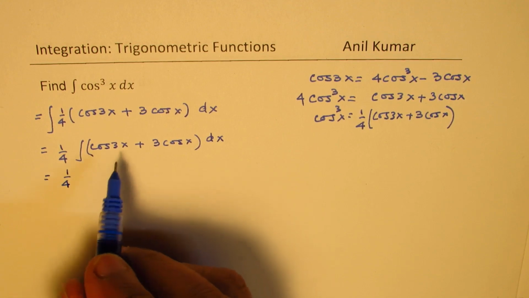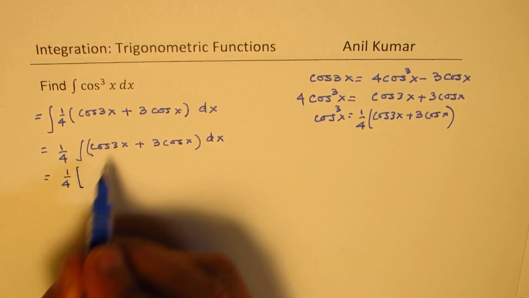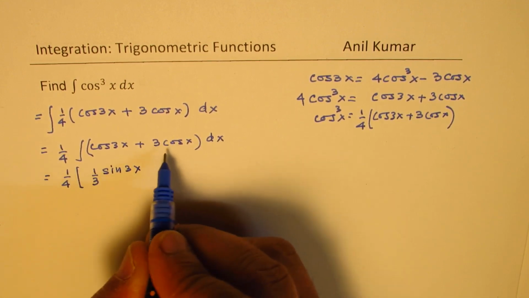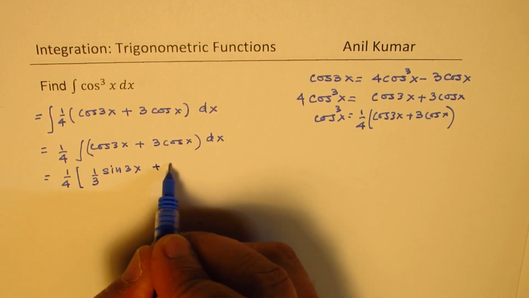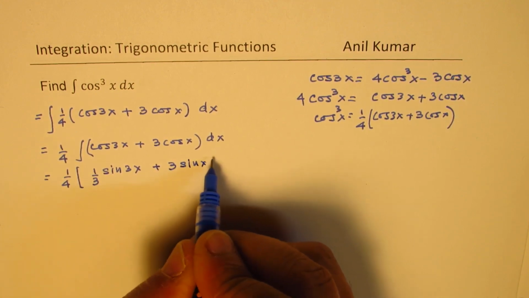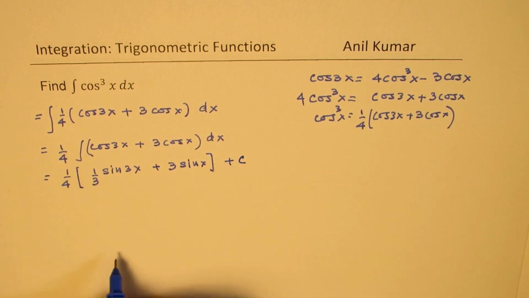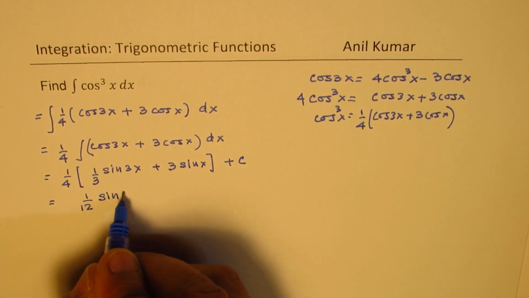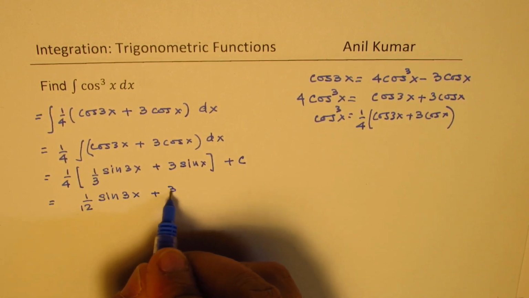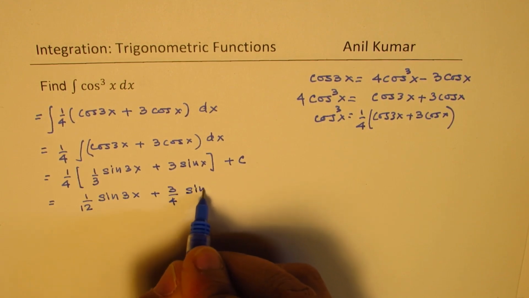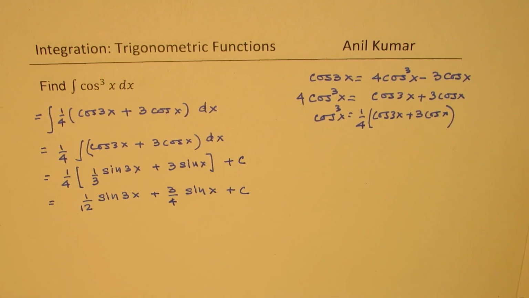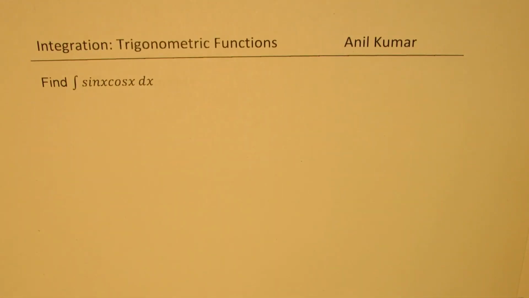So what we get here is 1/4 of integral of cos 3x is 1/3 of sine 3x, and for cos x it is sine x, right? Plus of course a constant c. Now you can open the bracket and write this as 1/12 sine 3x plus 3/4 sine x plus c. Clear? So that is how you could find this integral. So if you remember the identities, it is not at all difficult, right?